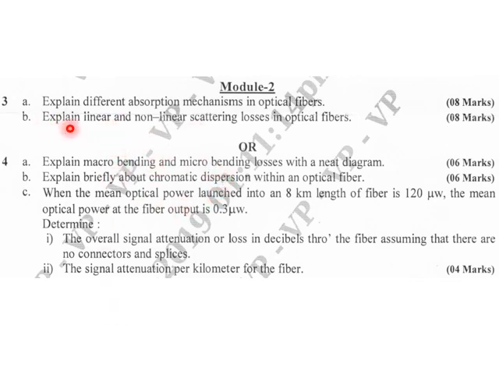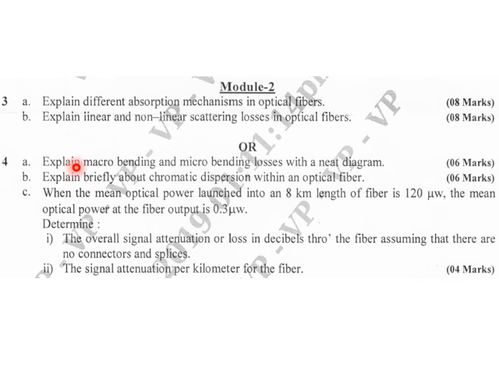Coming to 3b, it is asked as linear and non-linear scattering losses in optical fiber. We have two sets here. One is linear scattering loss, which has to be explained, and the other is non-linear scattering loss, which has to be explained. The question carries 8 marks, so 4 marks for linear and 4 marks for non-linear. We can distribute it into the two cases.